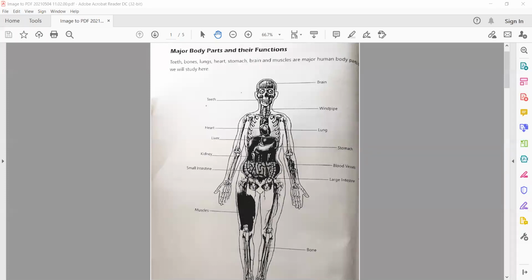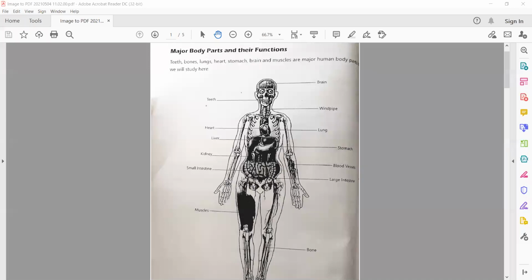Now, another body part given here is the kidney. What is the function? The main function of the kidney is to purify the blood by excretion of waste products in the form of urine. Another body part, blood vessels. What is the function of the blood vessels? The blood vessels circulate the blood and the digested food in the form of nutrients throughout the body.